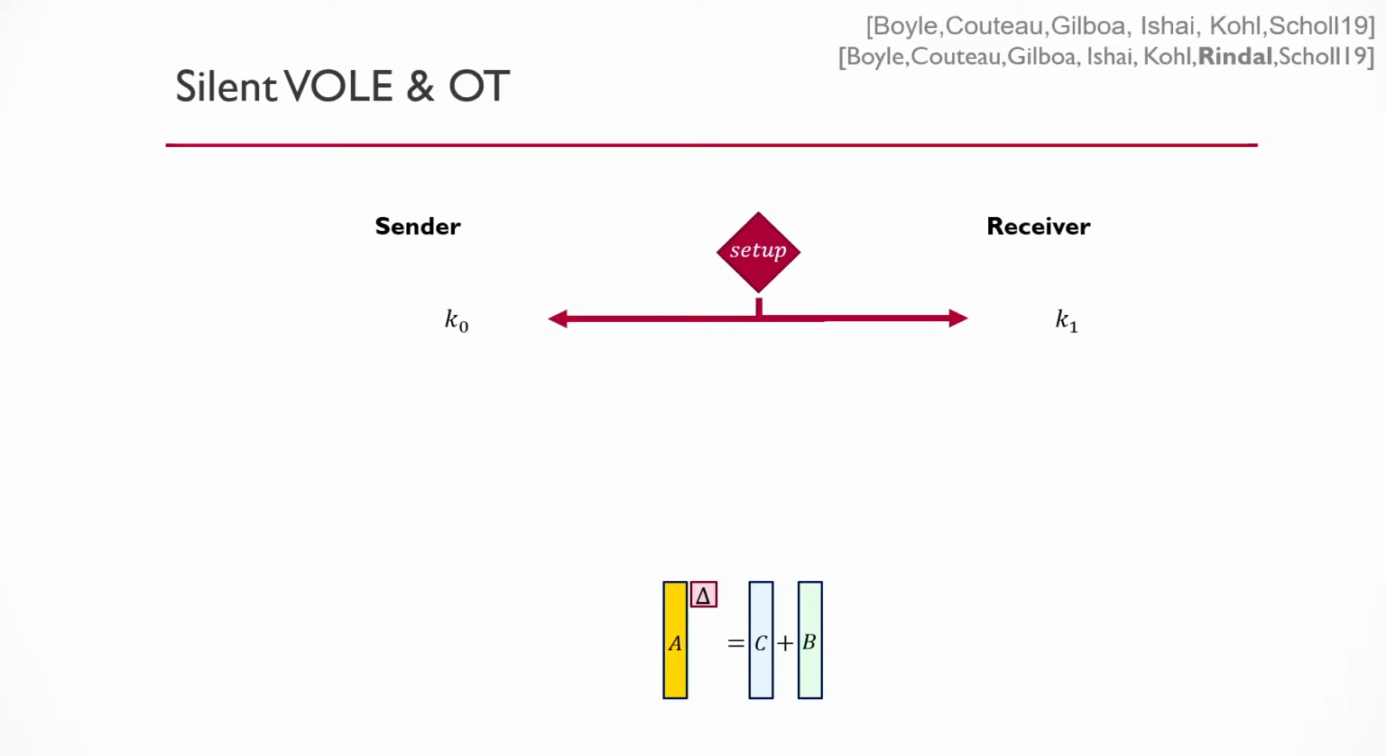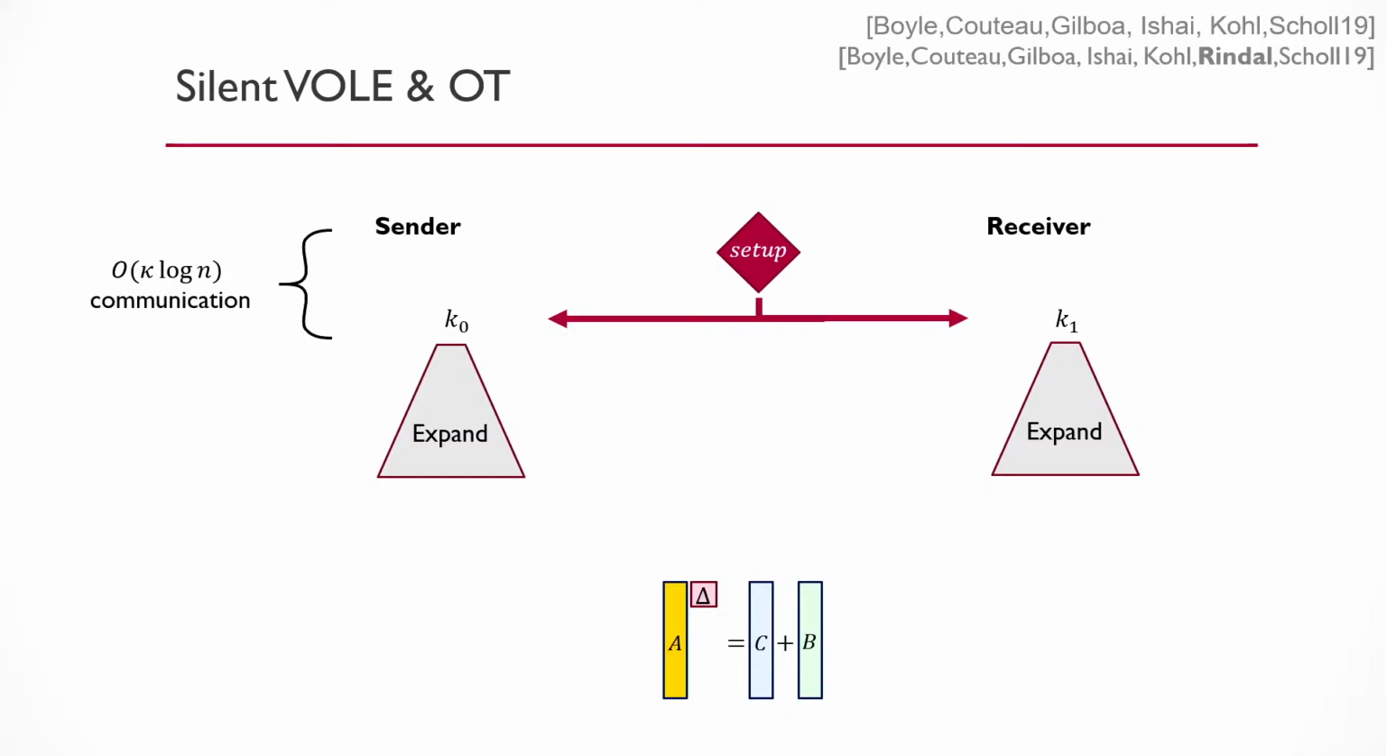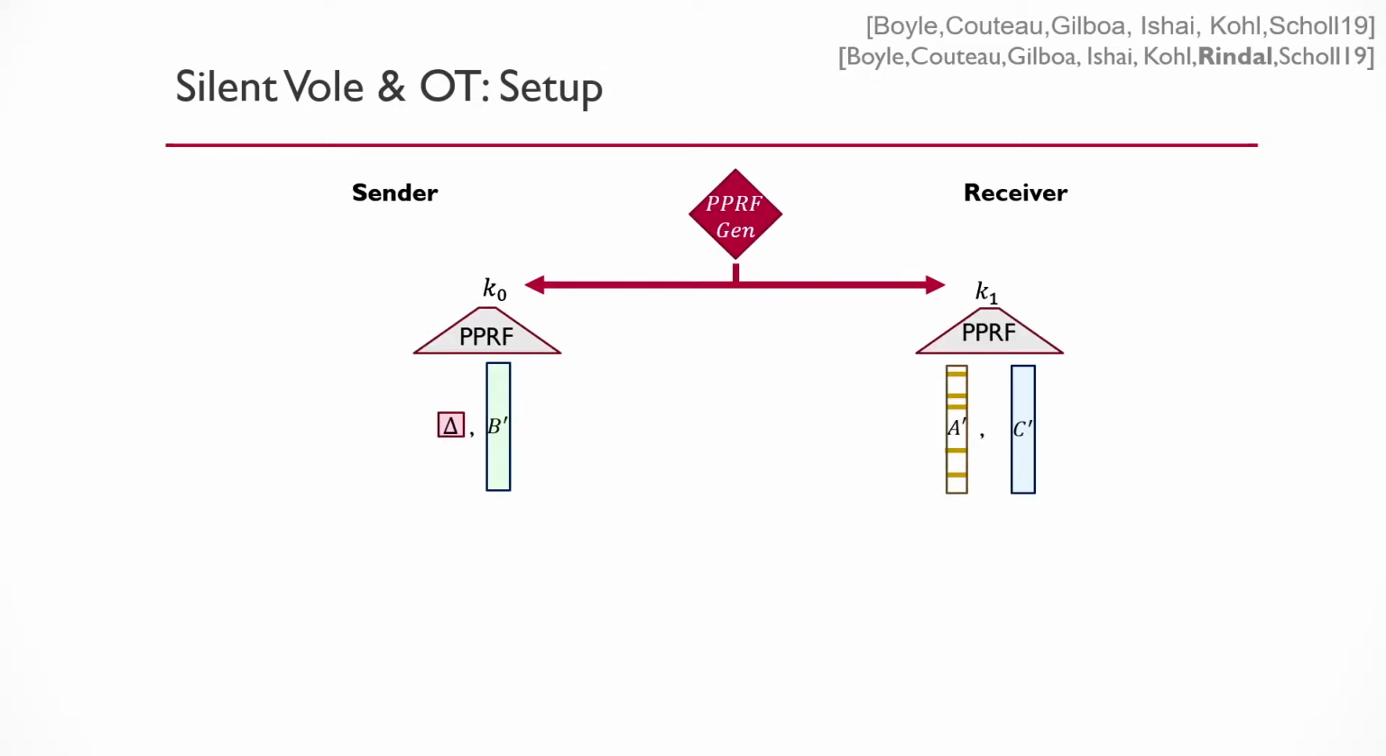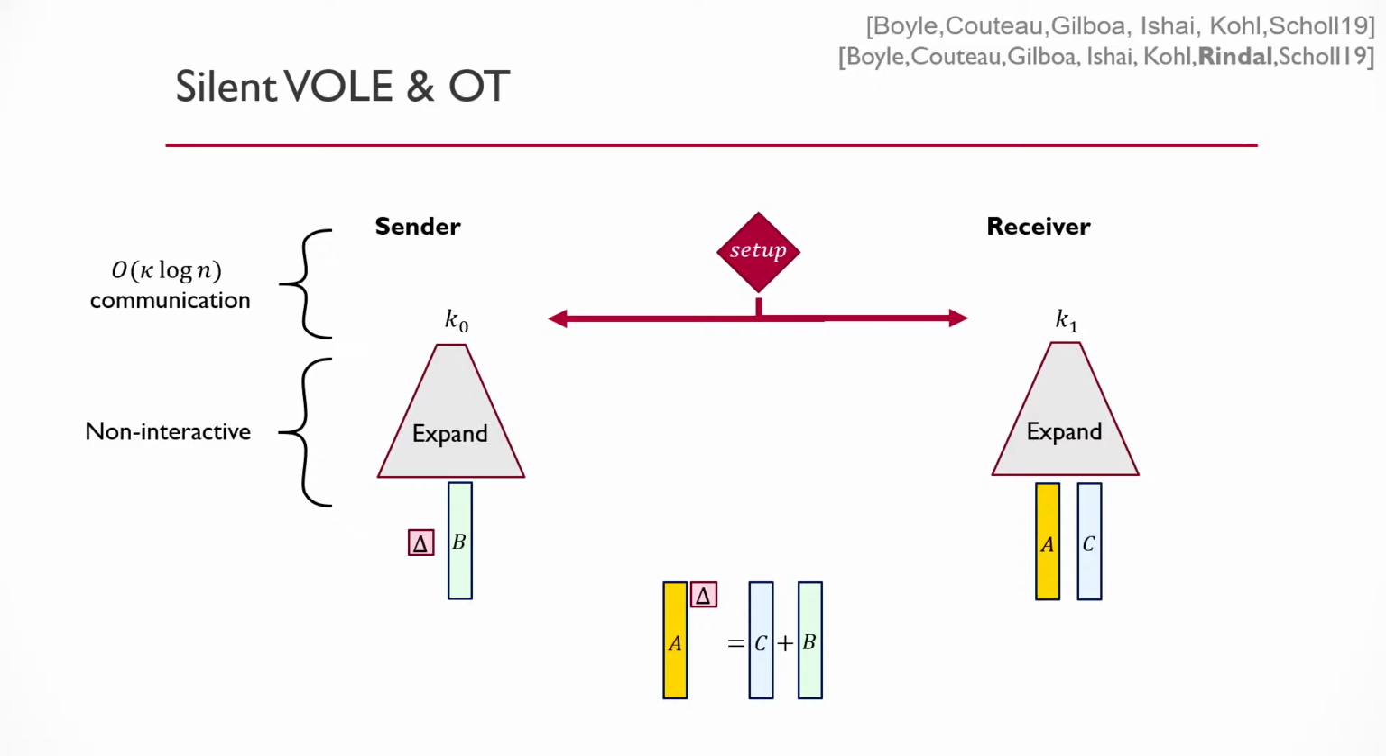So we want a setup protocol which will output these two small keys. And then we want to be able to locally expand, only do local computation, with no more interaction between the parties. And the setup should be small. So if your vectors are length n, we would want the communication to be like log n or something like that, and non-interactive. And then at the end, we want our correlation, our VOLE. So one party holds delta, one party holds A, and you have a secret sharing of them.